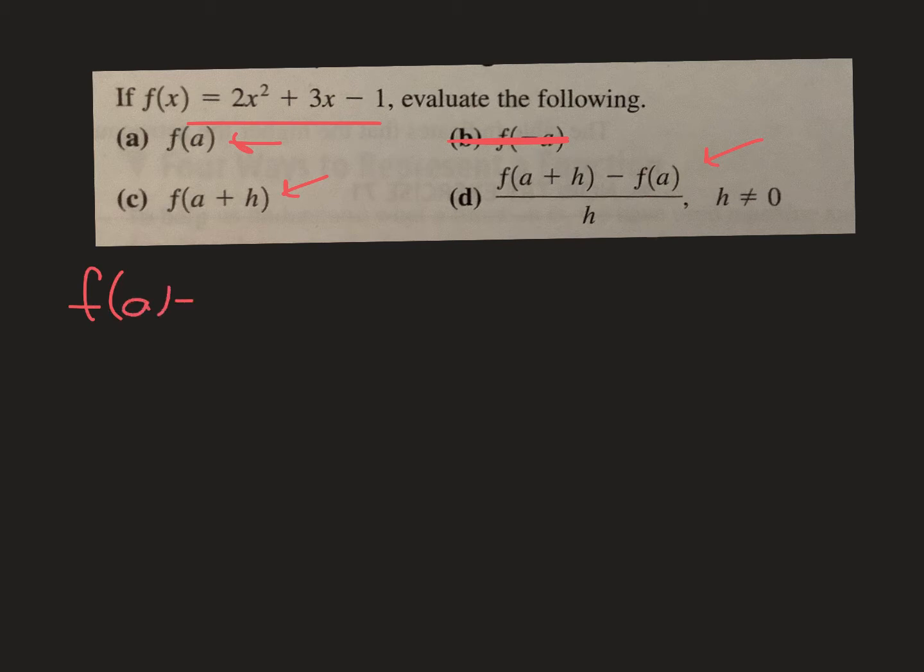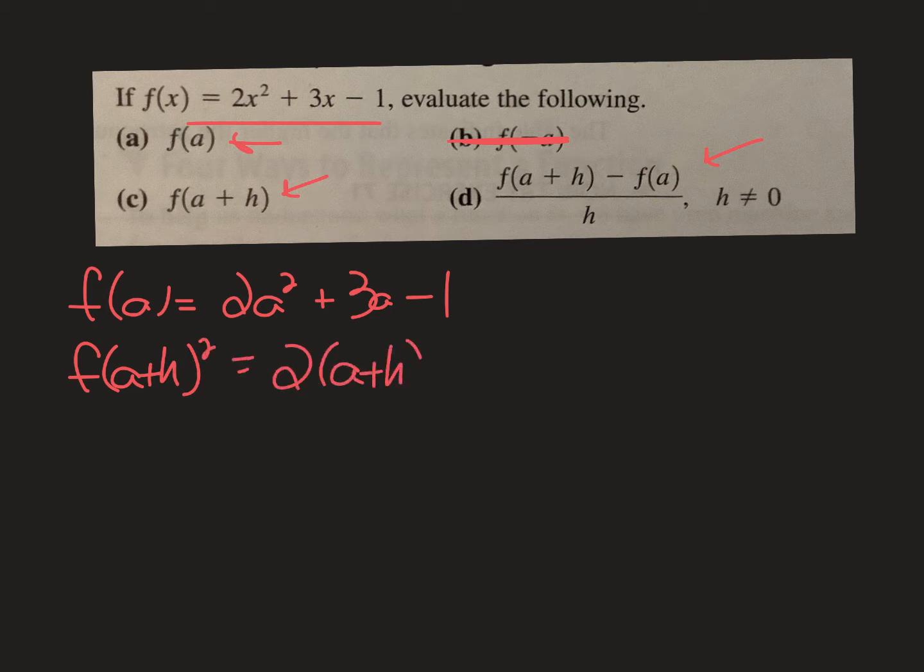F of a you find just by plugging in the a's where the x's were. All there is to it, there's f of a, piece of cake. F of a plus h is going to take a little bit longer because we're actually plugging in the a and the h, so it's going to look like this. Plug in the a plus h here and square it. Plug in the a plus h after the 3. You still got the minus 1.